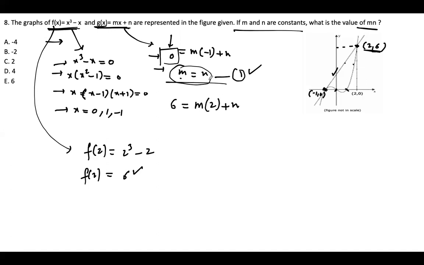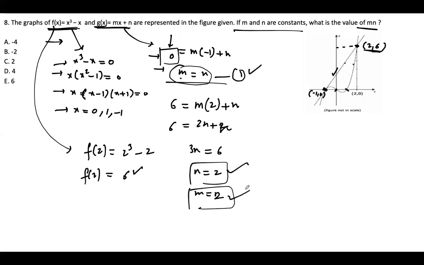I know that m is equal to n. So I'm saying 2n plus n is equal to 3n, which is 6. So 3n is equal to 6, so n is equal to 2. And m is also 2. So what is the value of m into n? 4.